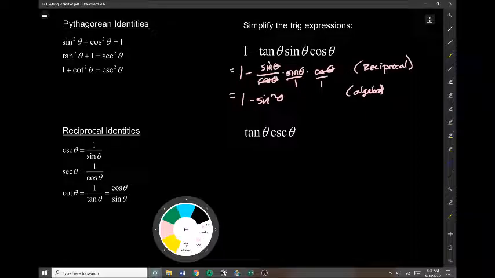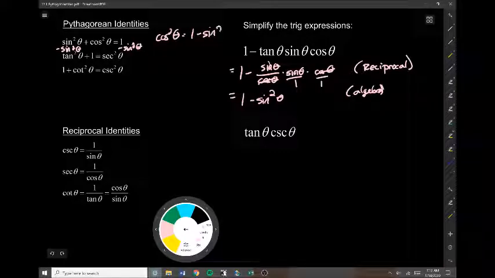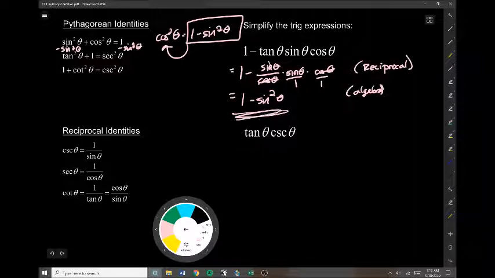Now, 1 minus sine squared isn't an identity that I'm given right away. But if I look over here at this one, I can manipulate this identity. Like if I subtract sine squared from both sides, that gives me cosine squared equals 1 minus sine squared. So 1 minus sine squared is the same as cosine squared, so this 1 minus sine squared I can just call cosine squared. And I have simplified the trig expression.